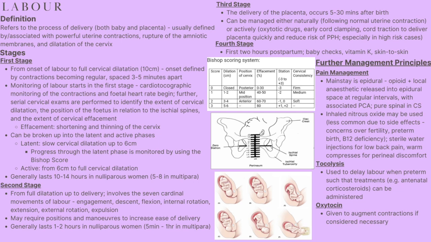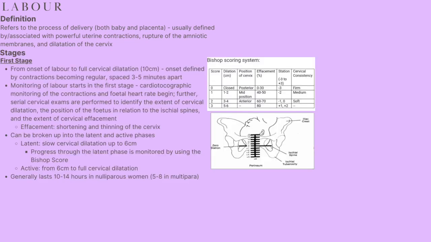This video will be on labour. Now, labour refers to the process of delivering both the baby and the placenta. It is usually defined by and associated with powerful uterine contractions, rupture of the amniotic membranes, and dilatation of the cervix. Labour is typically divided into 3 or 4 stages. We will discuss it in 4.